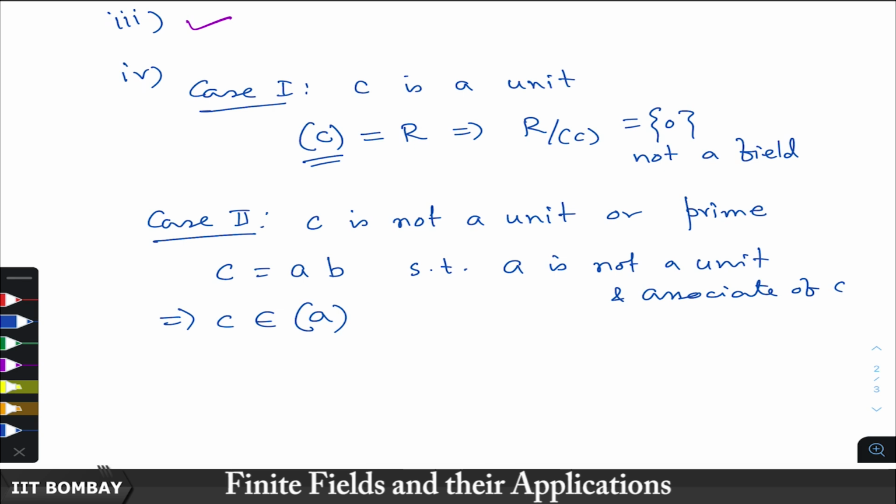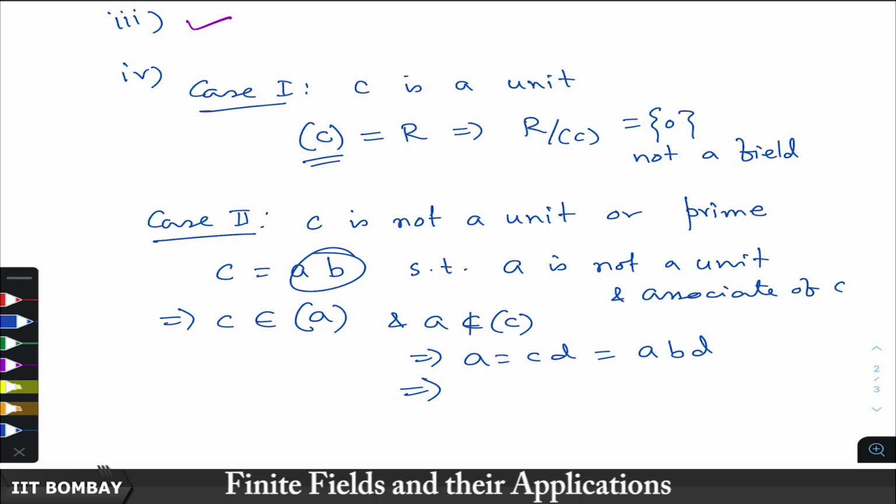Okay. And on the other hand, A does not belong to the ideal generated by C. Why? Because if A was also a multiple of C, then A and C will be associates of each other. Why? Because if A is in C, what it means is that A is some C times D, okay? But C is also AB, so it means it is ABD.